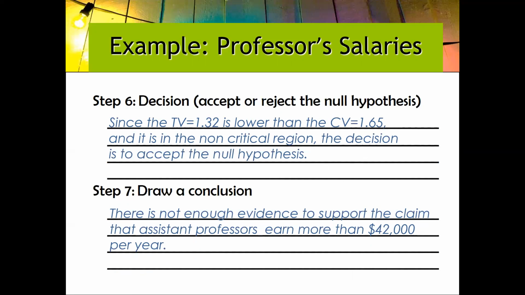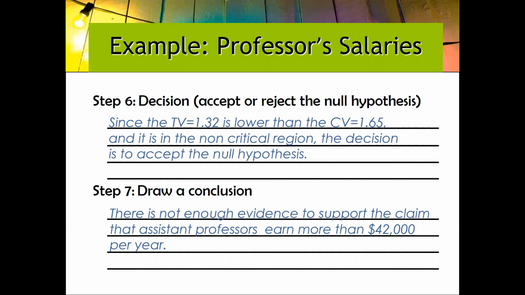The claim is that the researcher claims that the average salary of assistant professors is more than $42,000. So do we have enough evidence to support that claim? What is your answer? Can we say that there is enough evidence to support the claim?